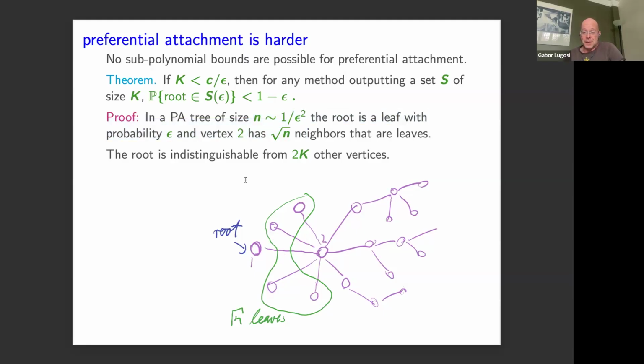Okay, so this is what shows that in a preferential attachment tree, it is strictly harder to find the root, because in a uniform attachment tree, we know that k can be much smaller than any power of 1 over epsilon, but here 1 over epsilon is necessary.